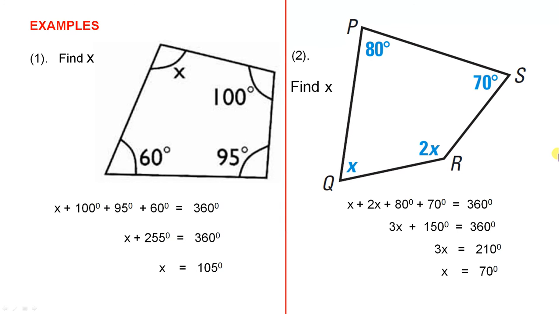So this video has introduced us to the shape which is called the quadrilateral, and we've seen how when we add the four angles of a quadrilateral together, we end up with 360 degrees.